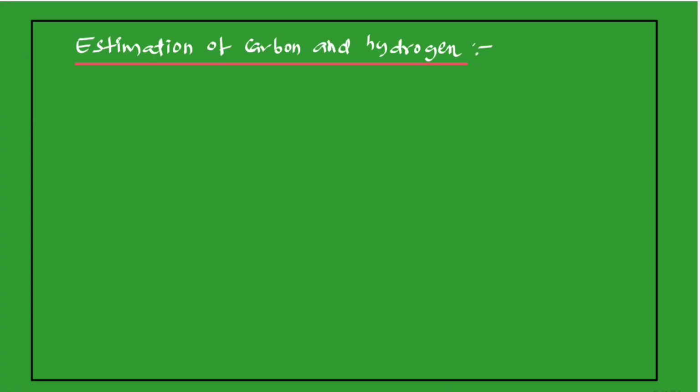Estimation of carbon and hydrogen. Carbon and hydrogen in the organic compound are estimated together by Liebig's method.